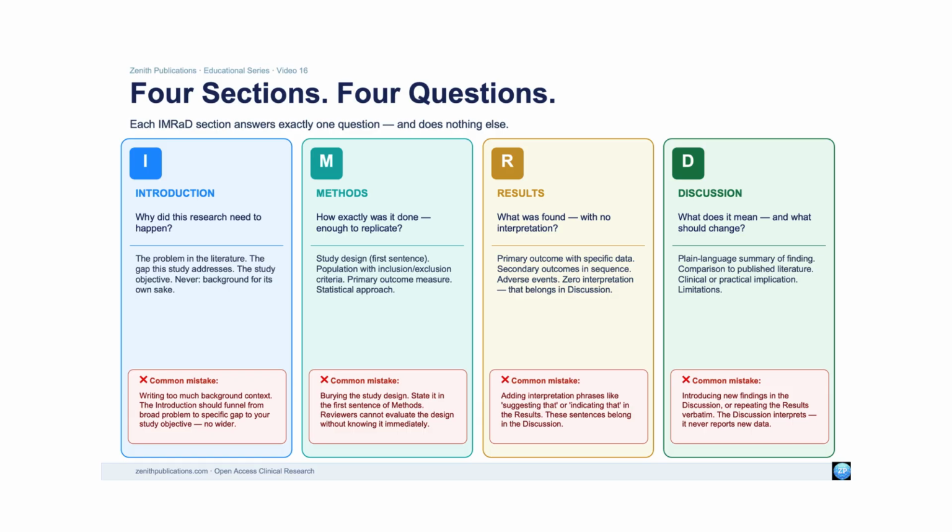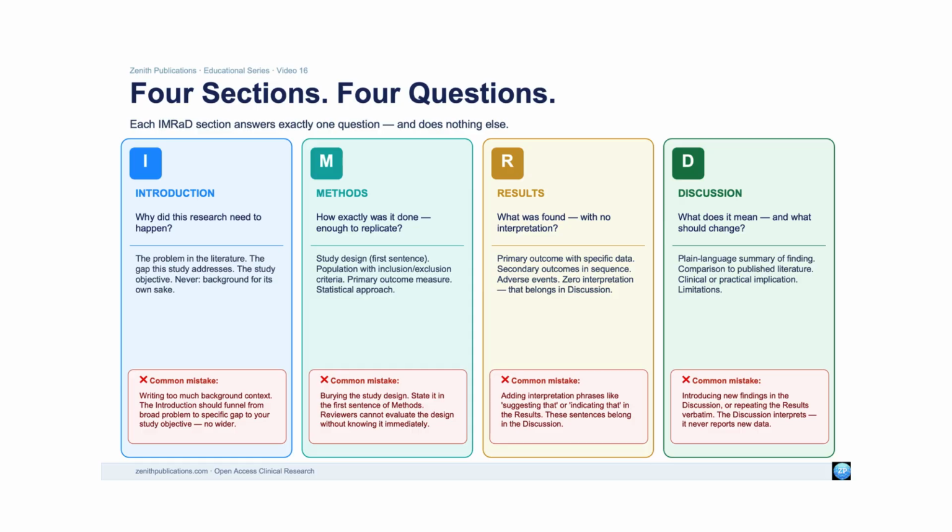The method section answers, how exactly was it done? Enough for someone else to replicate it. Study design, stated in the first sentence. Population, with inclusion and exclusion criteria. Primary outcome measure. Statistical approach.